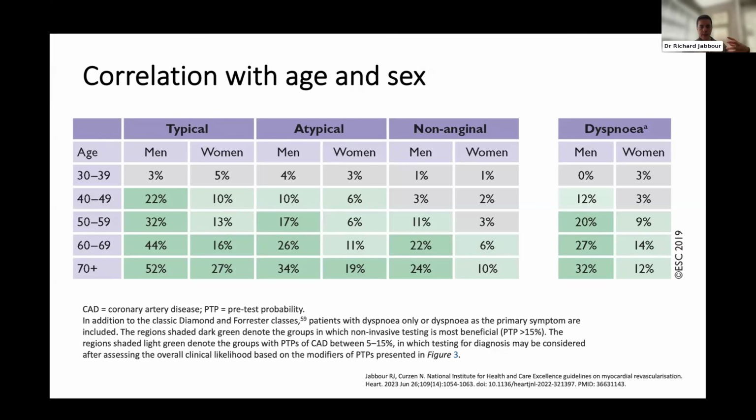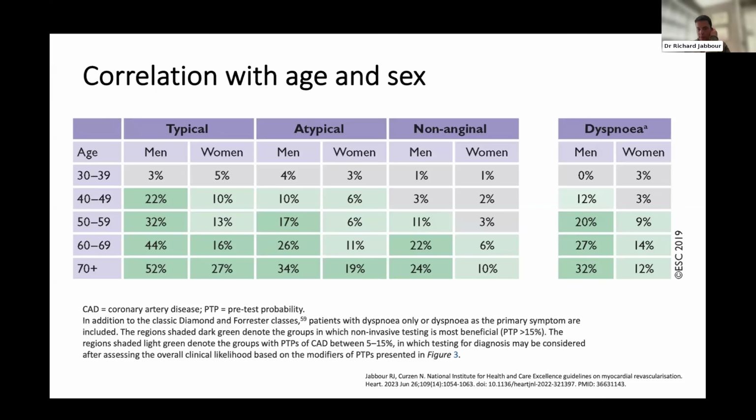So if it's typical, so central, provoked by exertion, relieved by rest, and you're a male, you have a higher likelihood than a female, and there is a very strong correlation with age. So for example, a male age 30 to 39, there is a 3% chance you're going to have significant coronary disease. But if you're 70 and above, a male with typical symptoms, it is over 50% likelihood.